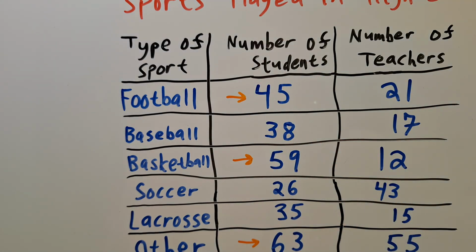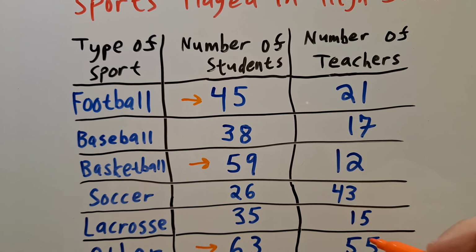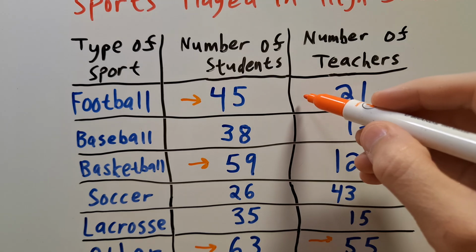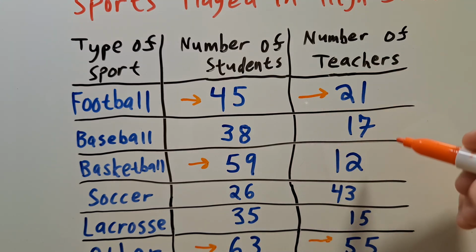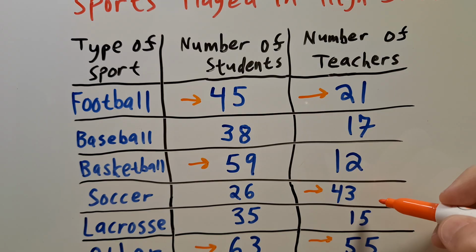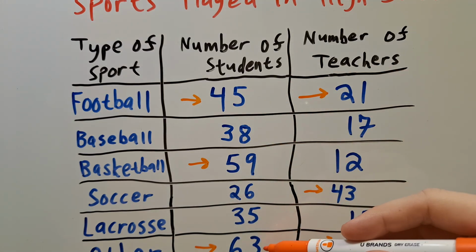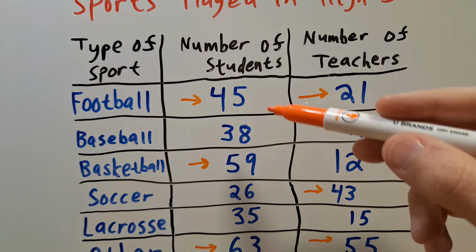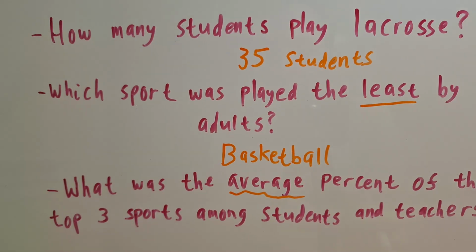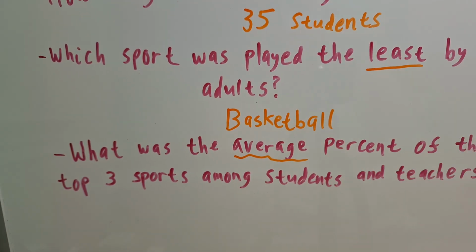And then at the same time, let's go ahead and find the top 3 among teachers, which is other, football, and soccer. So we'll work out the students one first. We're going to add 63, 59, and 45, and then we're going to divide it by 3. Because we're looking for an average.